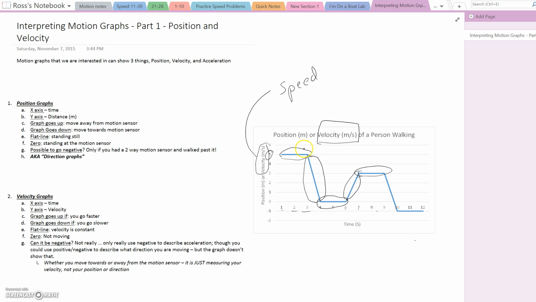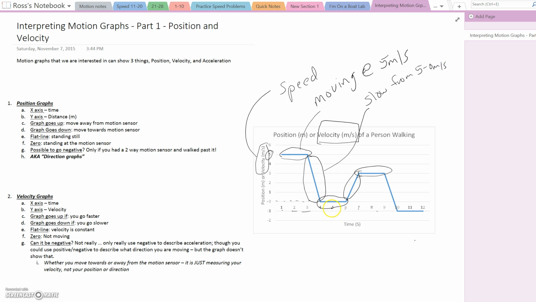So that means we are moving this whole time. You're no longer standing still. You're moving at a constant speed. You're moving at 5 meters per second. In this case, if the line goes down, it means you're slowing down. You're going from 5 meters per second down to 0 meters per second. So you slow from 5 to 0 meters per second.